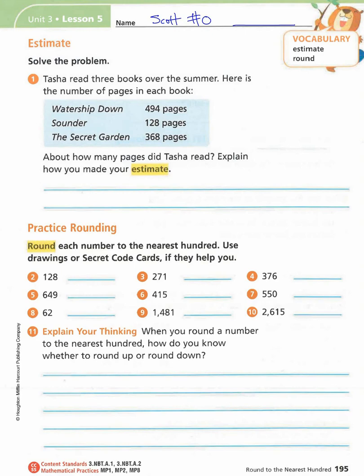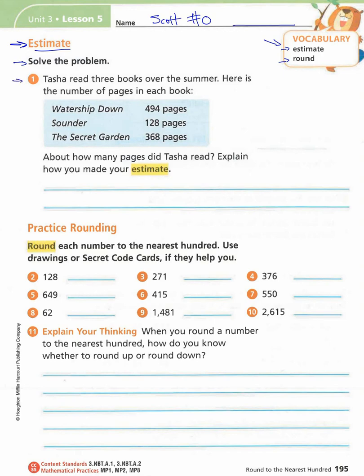All right, so in this lesson, we're going to be estimating. We're going to start off by looking at what it means to estimate. And if we look over here at this vocabulary box, we see that word estimate. Down below, we'll get into what it means to round, but we're going to start off with estimate right here. And the directions, I love these directions. Solve the problem. I love that. Here's a math problem. Your job, solve the problem.